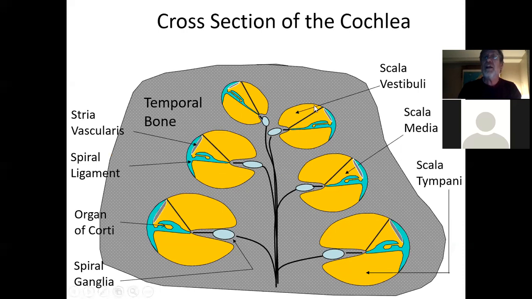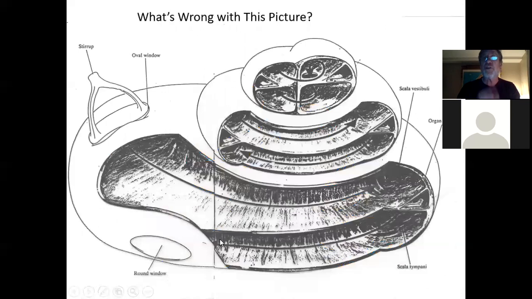Scala vestibuli, scala media, scala tympani. That's what's shown on the right. Stria vascularis, spiral ligament, organ of Corti, spiral ganglia. Okay, so what's wrong with this picture? We'll look at more of those parts in just a sec. What's wrong with this picture here?